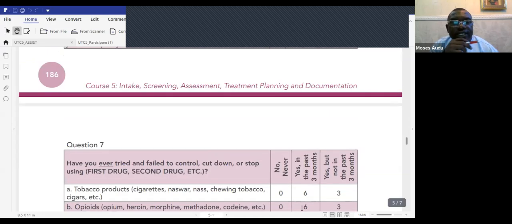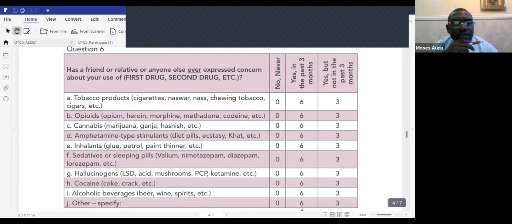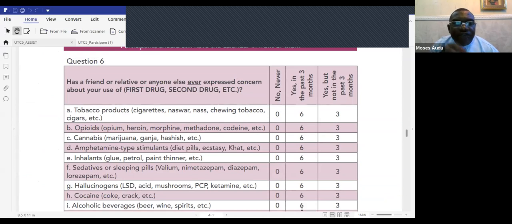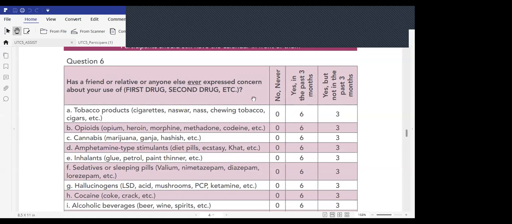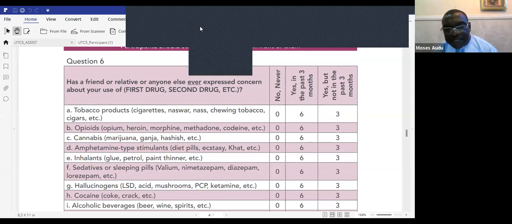Sorry, let's go back to question 6. Listen to the question. Has a friend or relative or anyone else ever expressed concern about your use of so-and-so? No, never. Yes, in the past 3 months. It's not the frequency, but in the past 3 months. And then yes, but not in the past 3 months. Can you see the scoring is different from the previous one? You understand? What I'm asking is, have they complained in the past 3 months or not in the past 3 months? In the past 3 months, yes, they've complained. Okay.